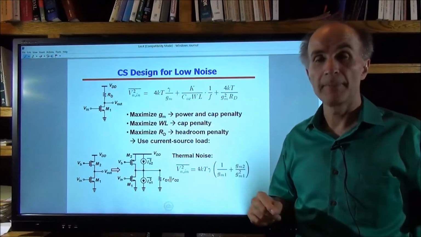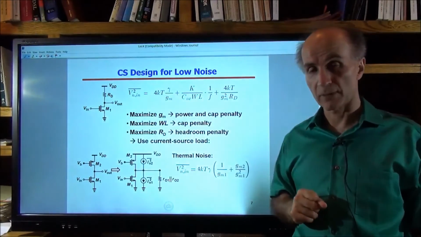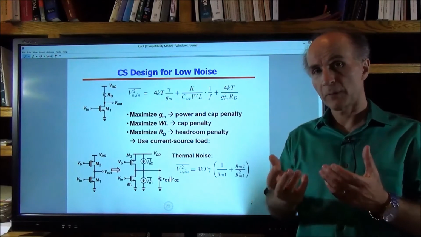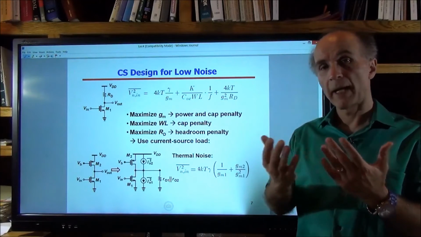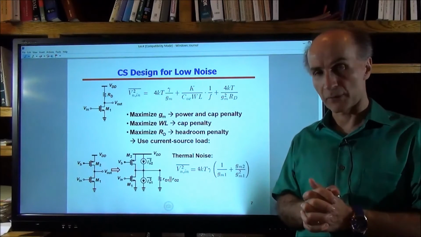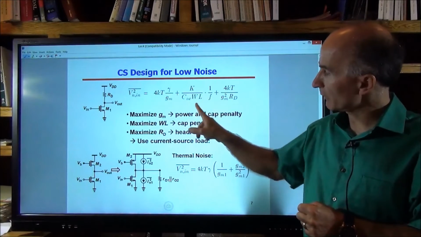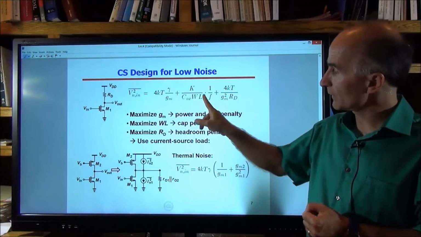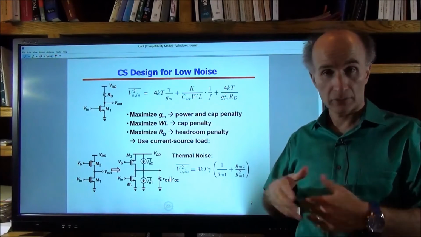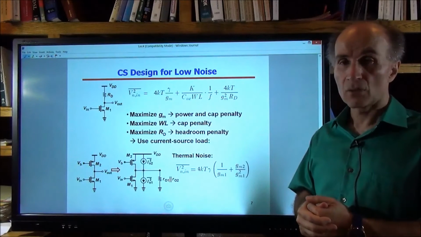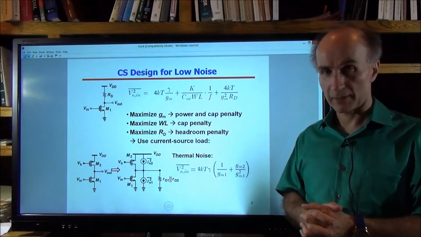to maximize Gm, and increasing W increases the capacitances of the transistor. So we have a simple trade-off between the input referred noise, the input capacitance, and the bias current and power consumption of the circuit. Now, for the 1/f noise, as we saw before, the only solution is to increase the channel area, and that means the channel capacitance. So we have a simple trade-off between the noise of the circuit and the input capacitance of the device.